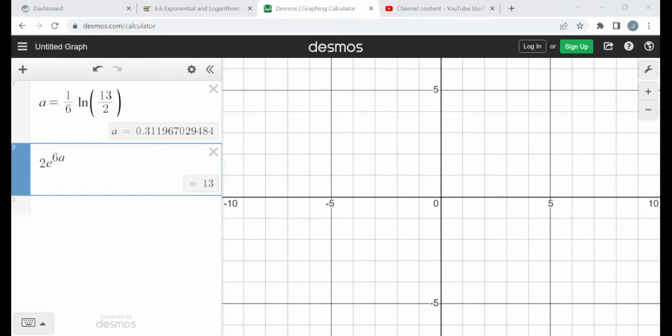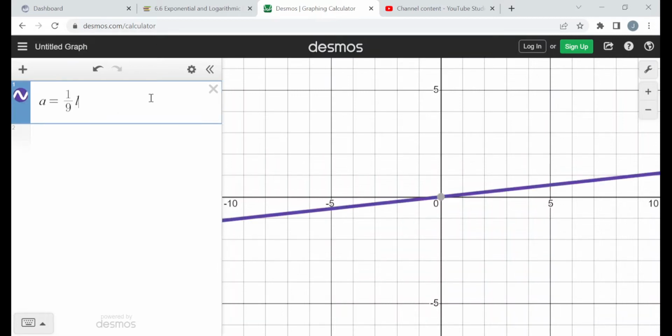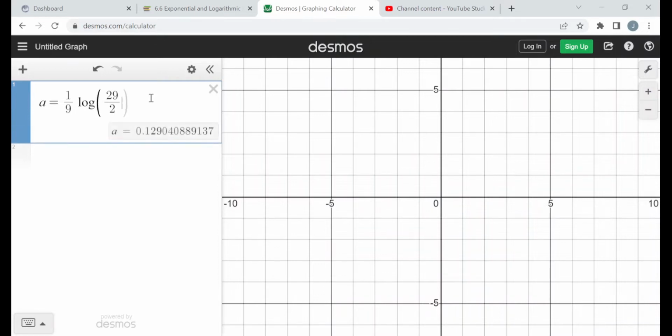So again, going back to the calculator. I'll call it a equals 1/9 times the log base 10, log with no base, of 29 halves. So the solution here is 0.129 something. And then let's just plug that in. Now the left side of the equation was 2 times 10 to the 9a power, and you see how I'm getting 29, which was the other side. So that works.